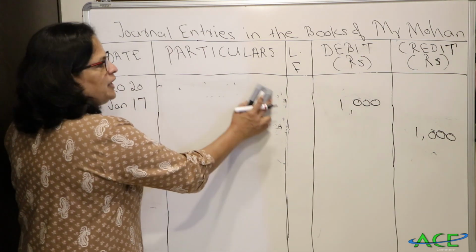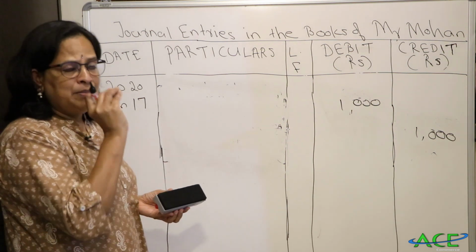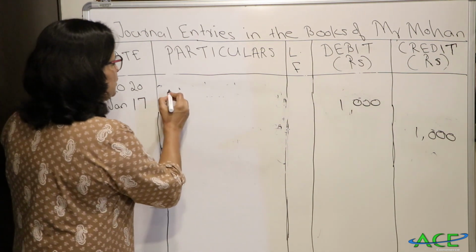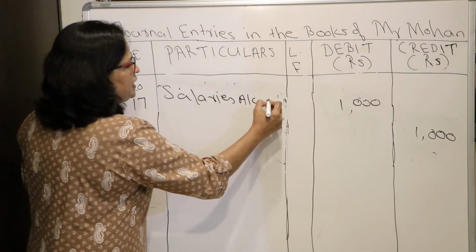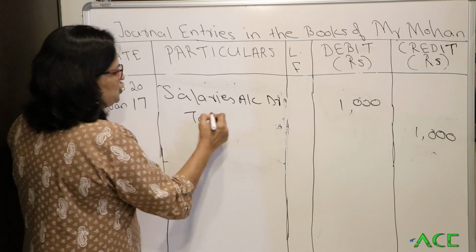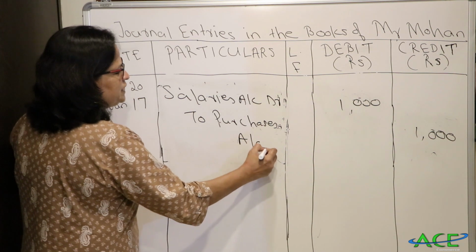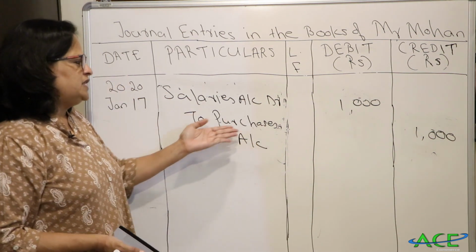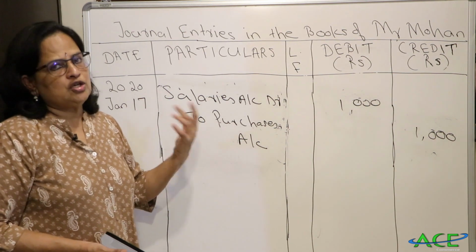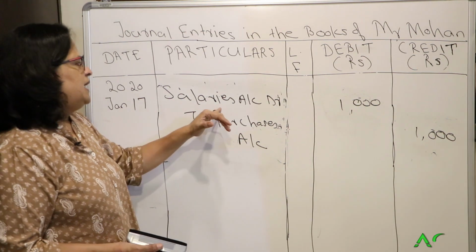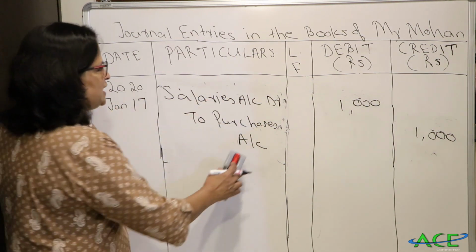Goods distributed among employees worth rupees 1000. So among employees it's distributed. So the journal entry is salaries account debtor to purchases account. See, this purchases account is getting repeated because you have to remember that goods are taken at the cost price, not at the selling price. And when you are distributing to the employees, salaries account you have to debit. Next transaction.